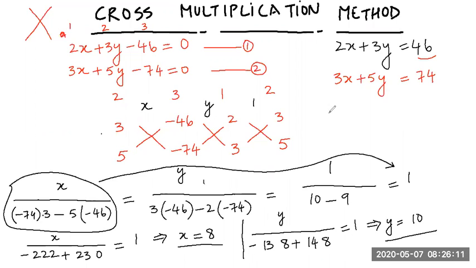So my final solution, or you can say my common solution, it depends upon how you write, is what? X is 8 and y is 10. Now guys, if you try to put this value in these equations, you will get the same answer. Let's try. X is 8, 8 2s are 16 plus 10 3s are 30. That is 46. Put the same value here. 8 3s are 24 plus 5 10s are 50. 50 plus 24 is 74.